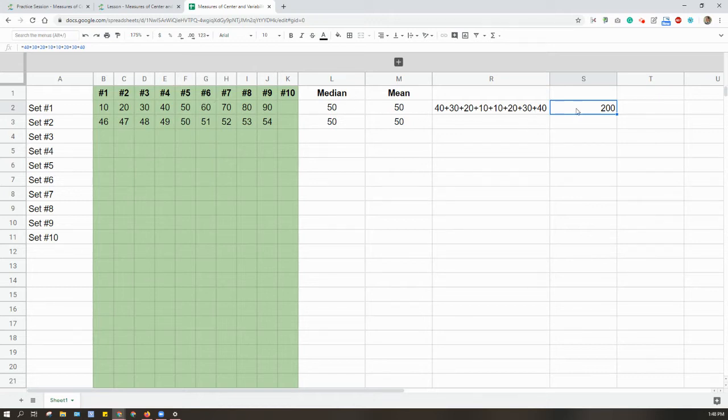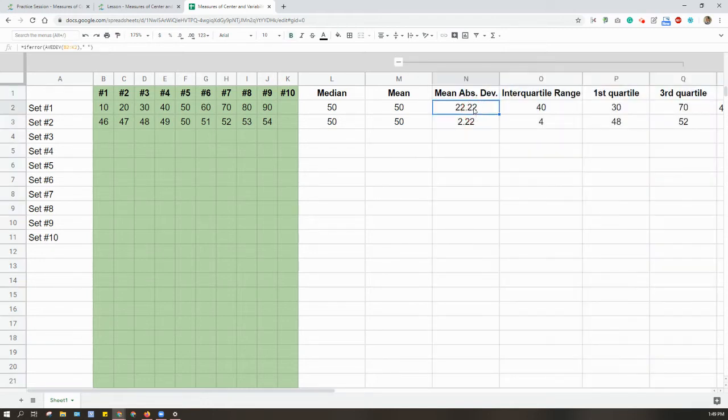All we have to do is take 200 and divide by 9 numbers because there's 9. So equals 200 divided by 9. We get our answer, which is 22.2 repeating. Now, the spreadsheet will actually calculate that number for you, and I already did that. It's right here. The mean absolute deviation is 22.2 repeating.